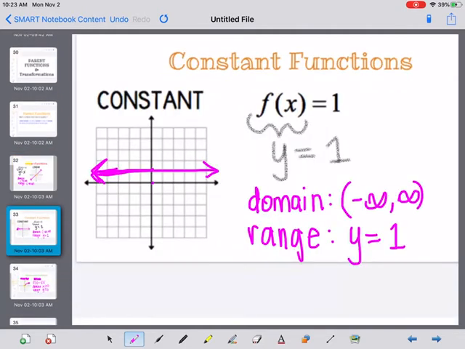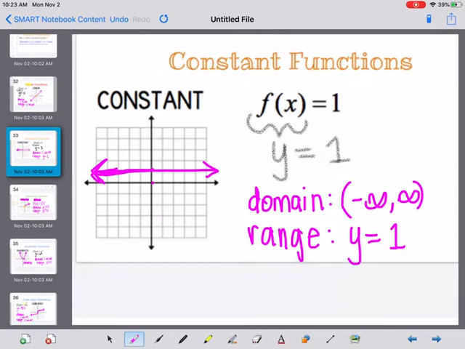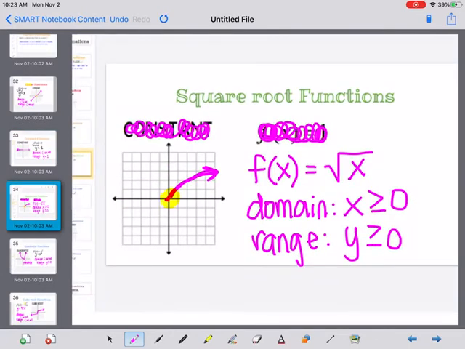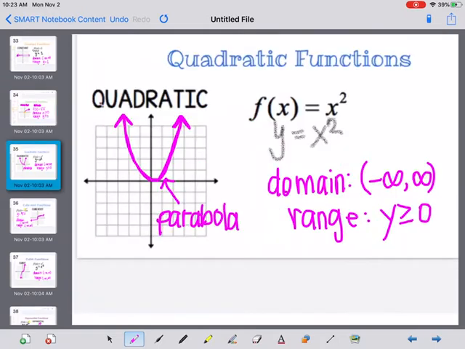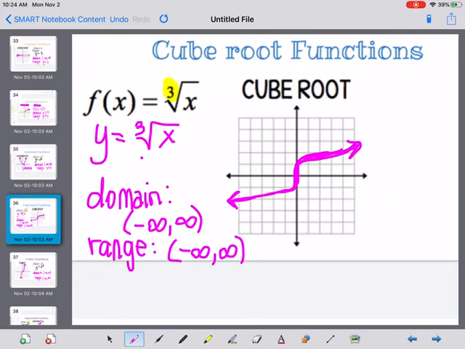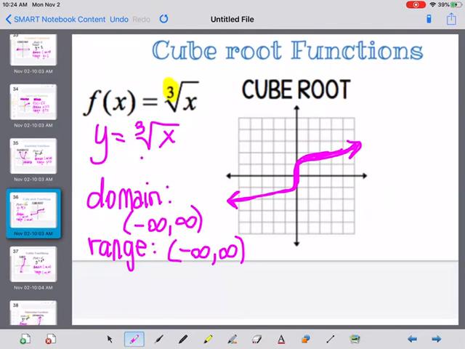Constant is your x or your y value based on what number it gives you. Square root is the square root of x, and it looks like it starts at 0 and it's shooting to the right. Quadratic is that U-shaped graph, and it starts with x squared, and it has a parabola. Cube root is to the power of 3 with your root, and it goes through 0.